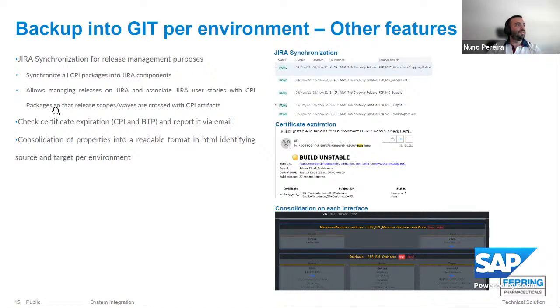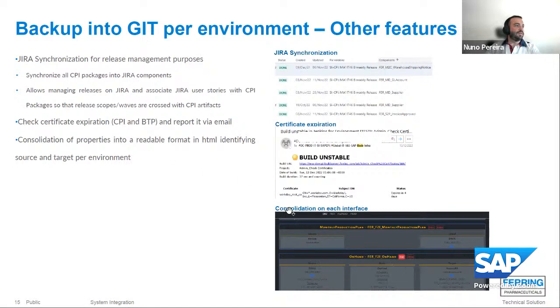Another thing we have is certificate expiration. We check the certificates that are available on every single environment we have, in the certificate section of Cloud Integration. But we also check the service keys on BTP. And if we find a certificate that is about to expire, we send it to our basis team and to our team so that we can start working on that. We have different thresholds depending on whether it's a certificate from BTP or one from Cloud Integration.